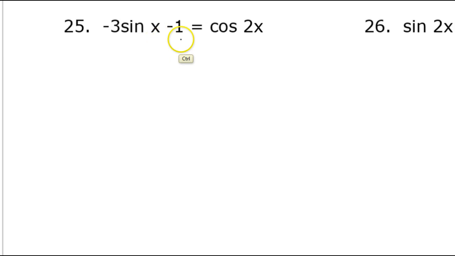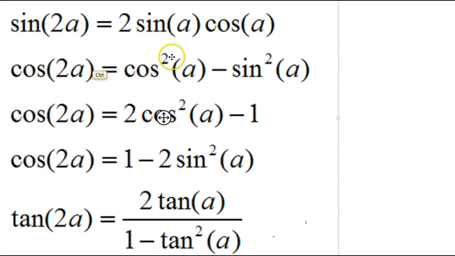All right, number 25 is fun and interesting because it involves a double angle, cosine of 2x. So we will need to use our double angle formulas. And for cosine, there are 3 of them, so I can pick and choose. If I want cosine, I will use this one. If I want sine, I will use this one. If it doesn't matter, I usually use that one.